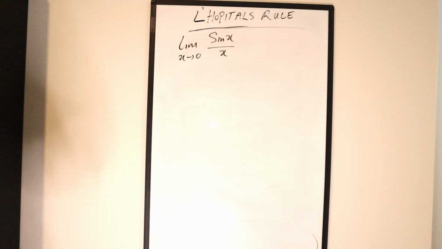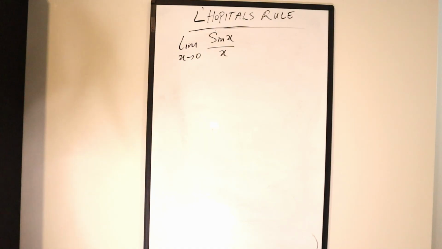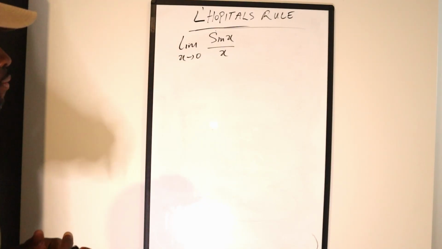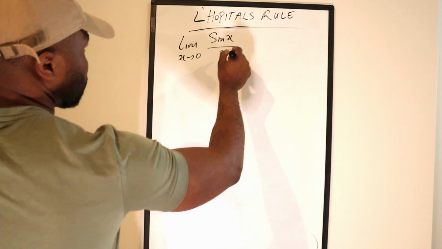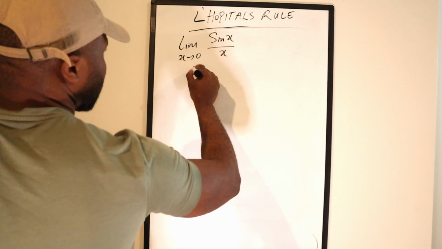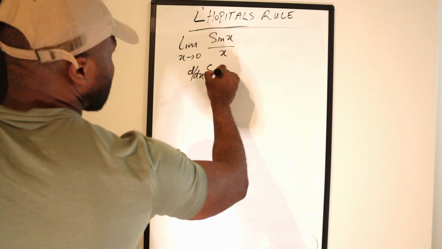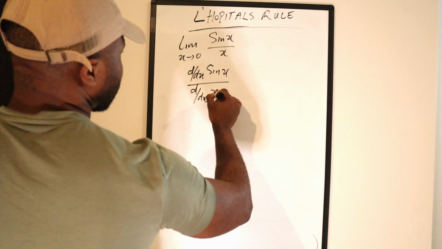So how can we apply L'Hopital's rule? As I said before, we have to differentiate the numerator and differentiate the denominator, and we plug in x equals to 0, and we can find our answer. We can find the limit of our curve. So we apply L'Hopital's rule here. We differentiate the numerator, so we can say d over dx sine x divided by d over dx x.